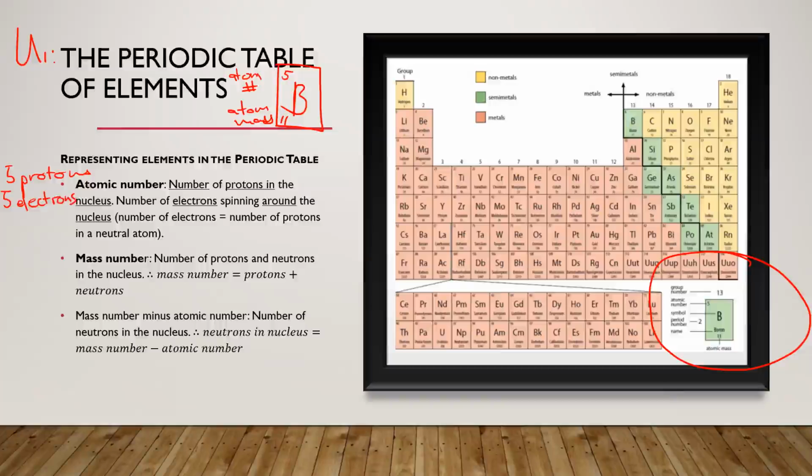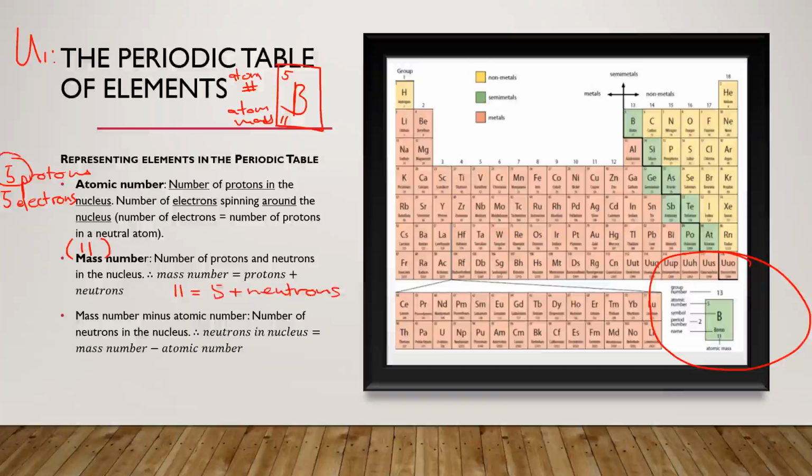Okay, now the mass number is 11, okay? I'm just gonna write it over here, 11. And we know that the number of protons and the neutrons in the nucleus is the mass number. So if we look at this little formula, it says the mass number is equal to the protons plus the neutrons. Now we don't know what the amount of neutrons is in boron yet, so we're going to figure that out using this formula. So firstly we're going to write the mass number, which is 11, is equal to the protons, and we know that there's 5 protons plus neutrons.